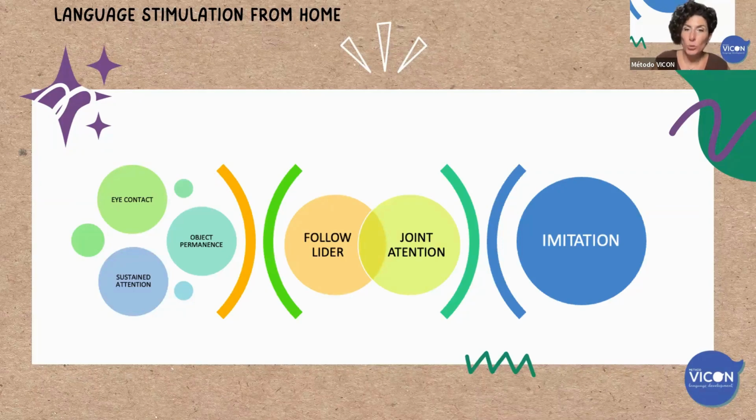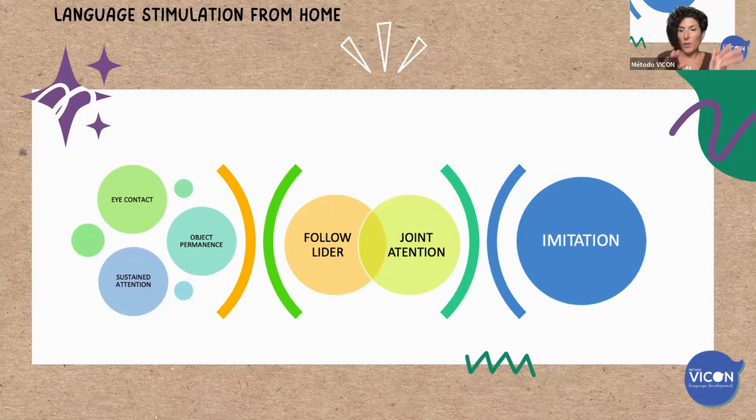You have to know that, for example, to have imitation, you need joint attention, and for our kids to follow, to sustain attention in ourselves and our behavior and language, so that they know when they have to shift their behavior to adapt to ourselves. And that needs eye contact, object permanence, and sustained attention.